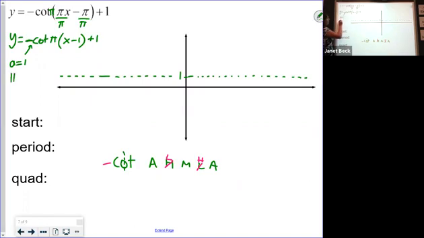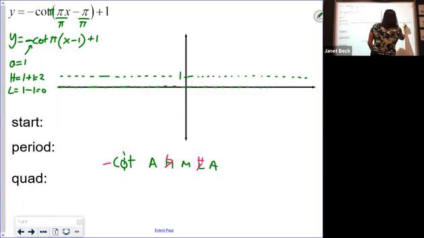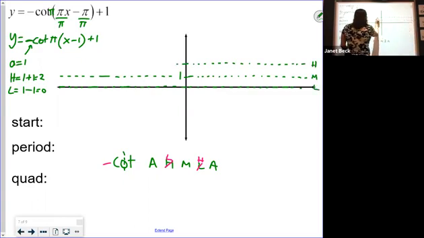So our high line is going to be our midline, which was at 1, plus that value of A. So that's going to be at 2. And our low line is going to be at the midline, which was 1, subtract the value of A. So that's going to be at 0. So this is going to be our low, and our high is going to be at 2. Okay, our start is going to be shifted to the right 1. We're going to start at x equals 1.